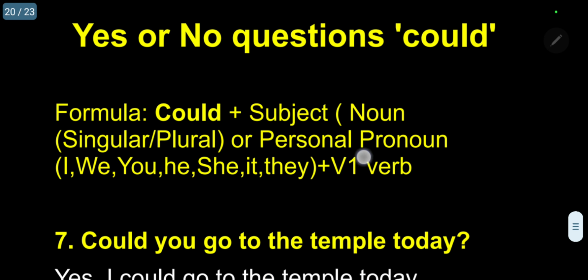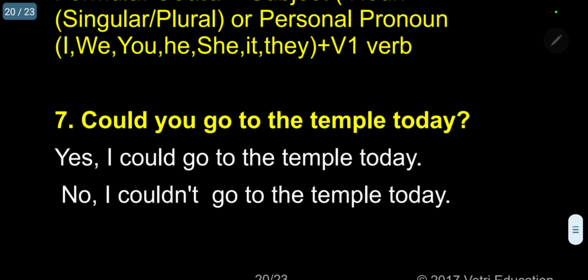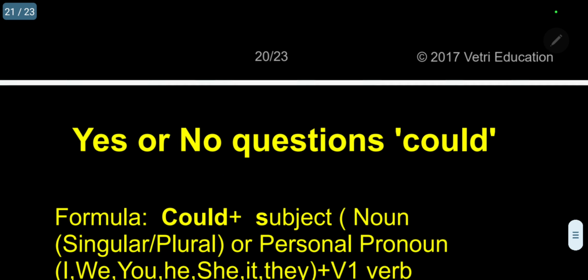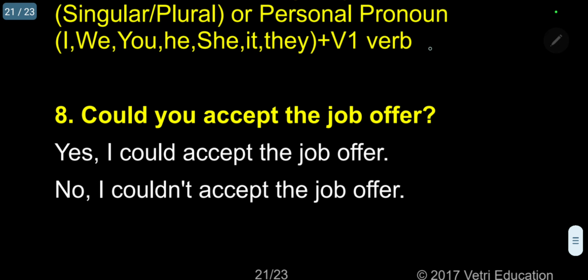Okay. Next, number 7. Could you go to the temple today? Yes, I could go to the temple today. No, I wouldn't go to the temple today. Next question: Could you accept the job offer? Yes, I could accept the job offer. Second possibility: No, I couldn't accept the job offer.